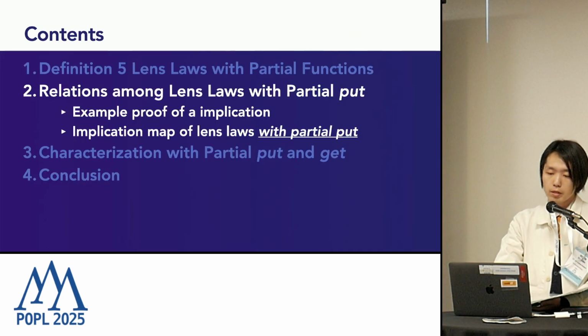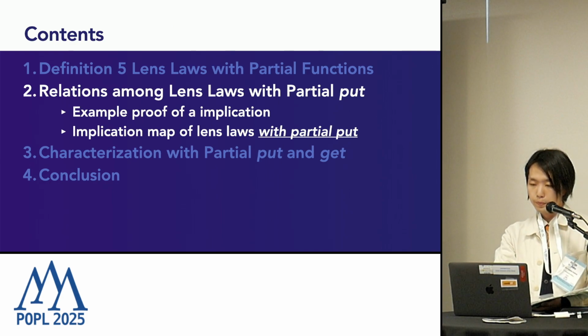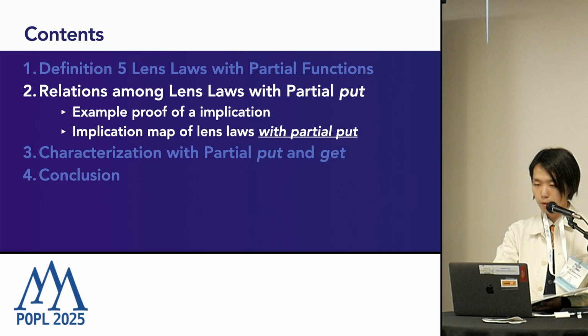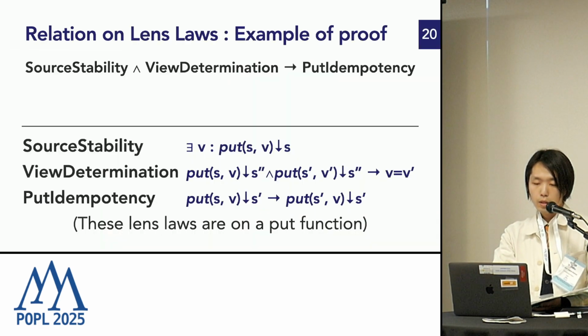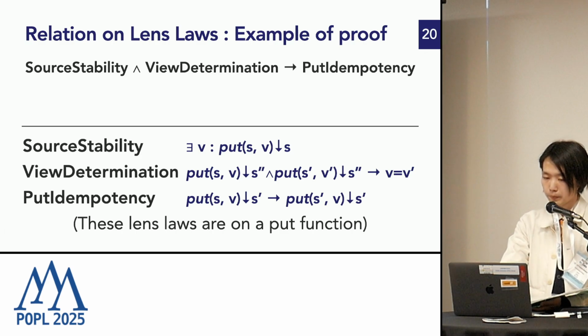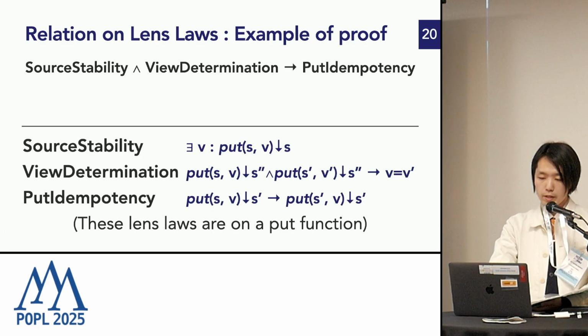Now, I would like to explain the implications among lens laws. I chose an example way to prove implications and characterization of lenses in the case where only the put function is partial, while the get is total. Let me show an example proof of the implications of lens laws. The conjunction of source stability and view determination implies put idempotency. Please note that these 3 lens laws are defined only on the put functions.